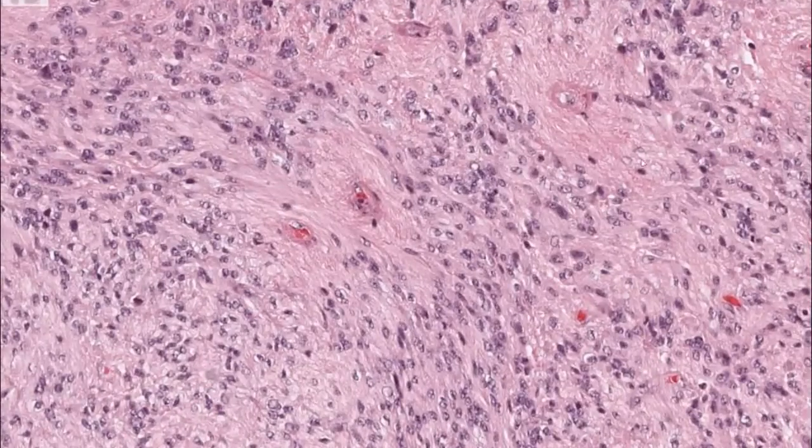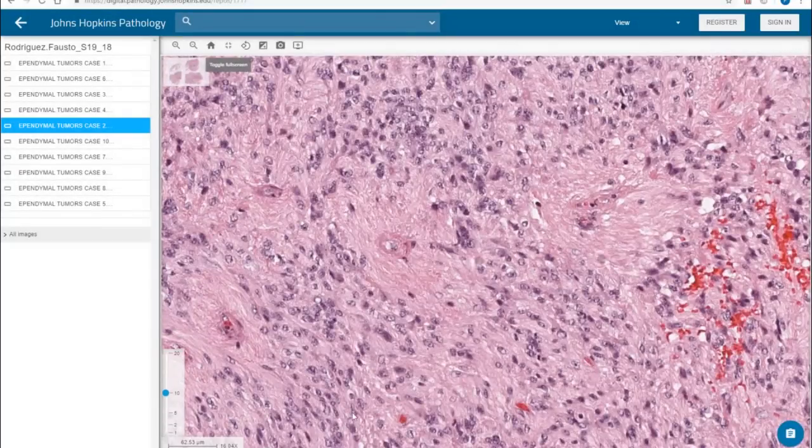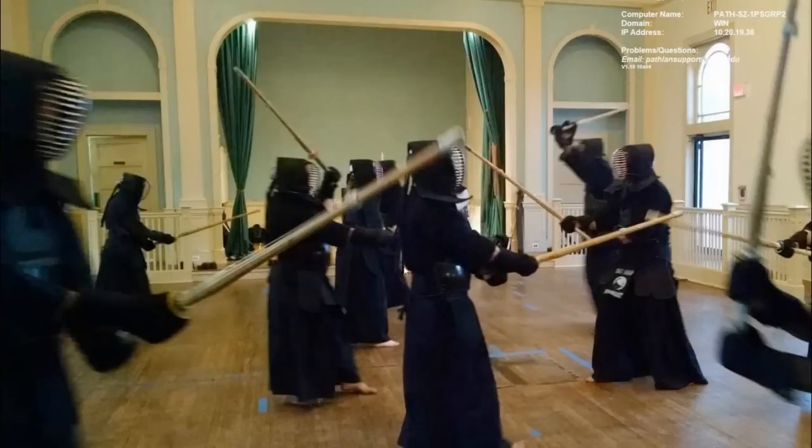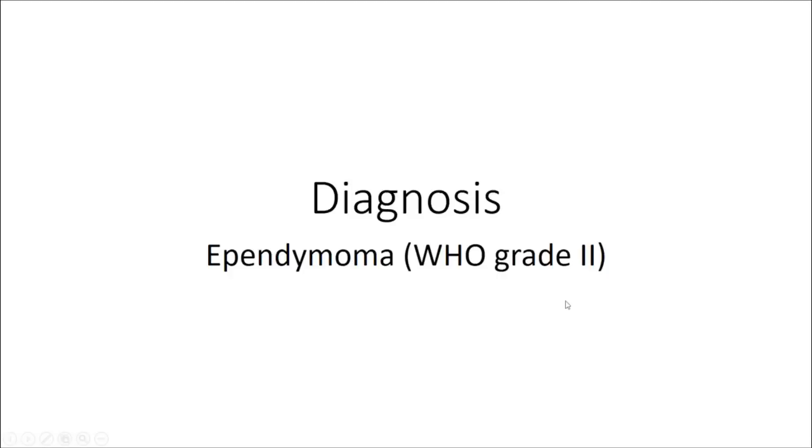So basically, this is also something that is easy to recognize in frozen section. You have, at low power, this space around the vessels, which is basically made, again, by glial processes. And those are the pseudorosettes. Again, not much mitotic activity or other issues, and the diagnosis here is ependymoma. And this is what you consider your conventional ependymoma, which starts at a grade 2.